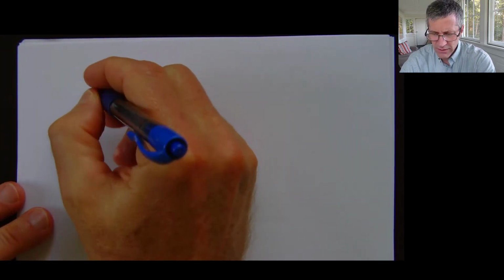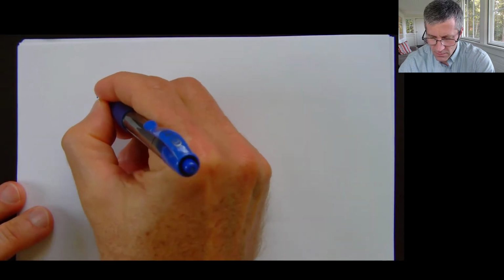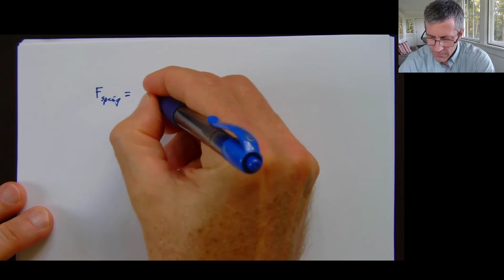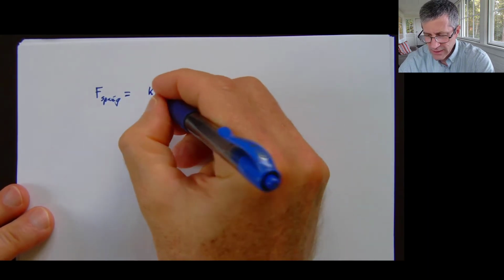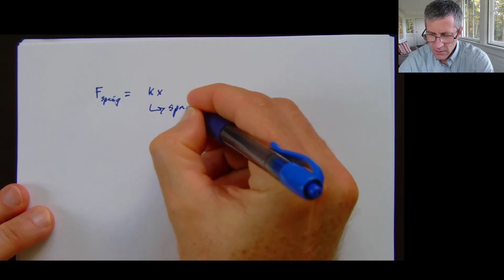Hooke's law says very specifically there's a relationship. So my force on the spring is going to be equal to some spring constant, I'm going to call this k, times the distance it's been stretched, right? So this is my spring constant.